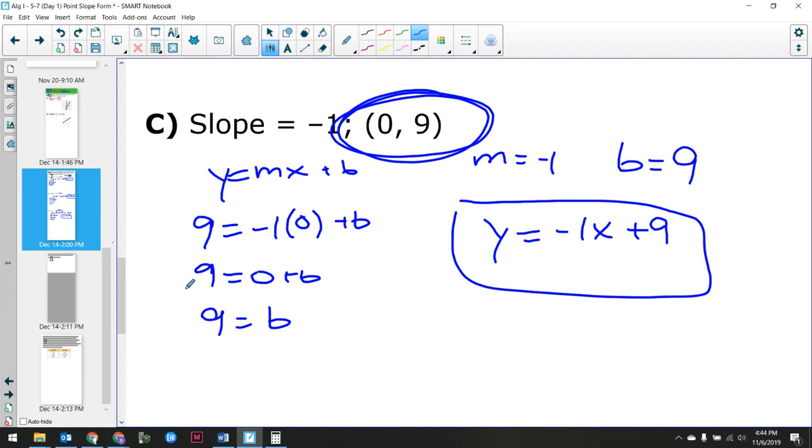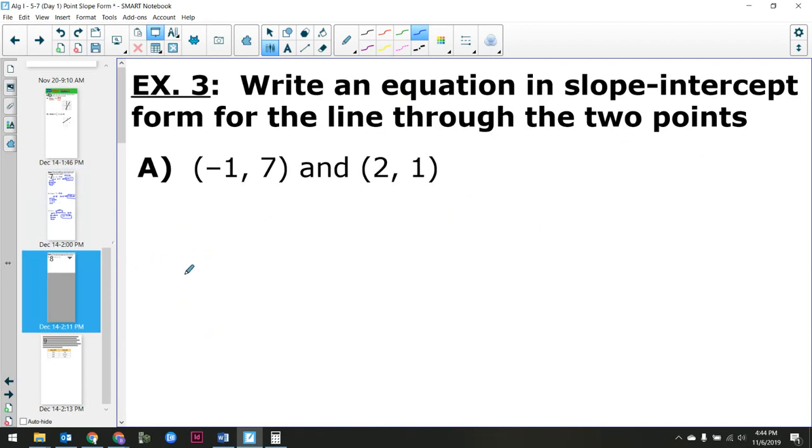And there's my answer. Okay, flip over your guided notes. Now take a look here. I want to do the exact same thing again.